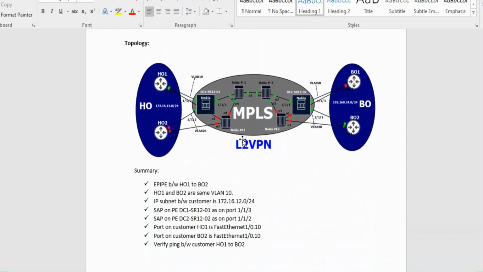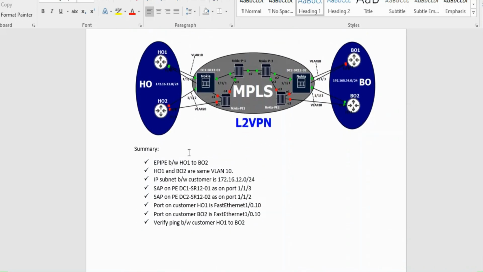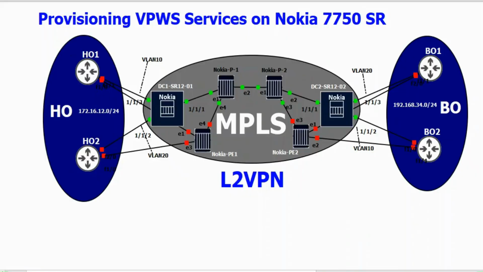So let's begin. Here you can see the summary is an EPIPE between head office and branch office, HO1 and BO2. HO1 and BO2 are in the same VLAN, VLAN 10. The IP subnet between the customers is 172.16.12.0/24. I'm using this subnet on both sides. It mentions 196.60, but don't consider it. We'll use the same subnet on both sides.